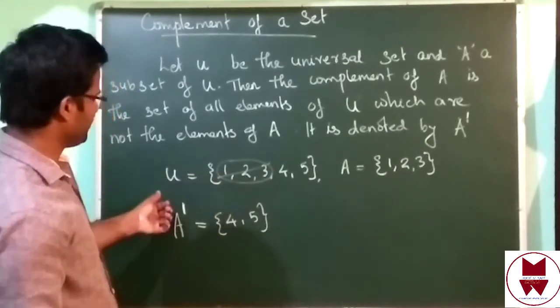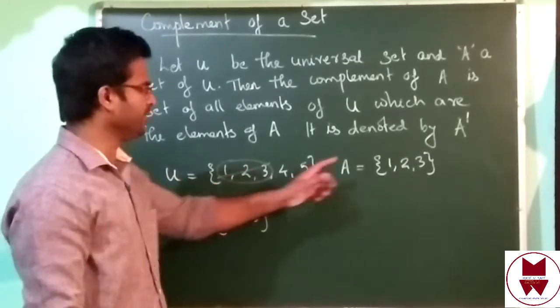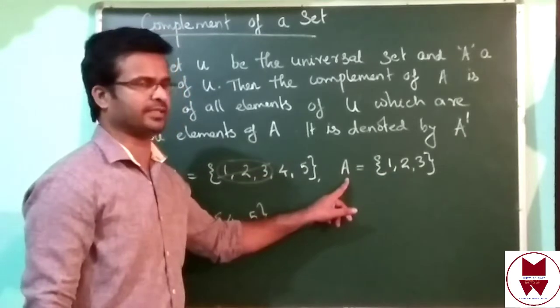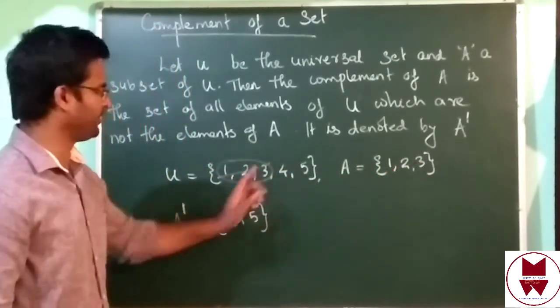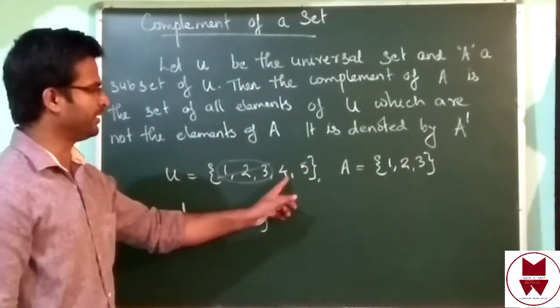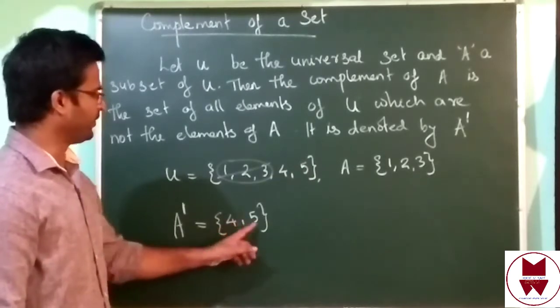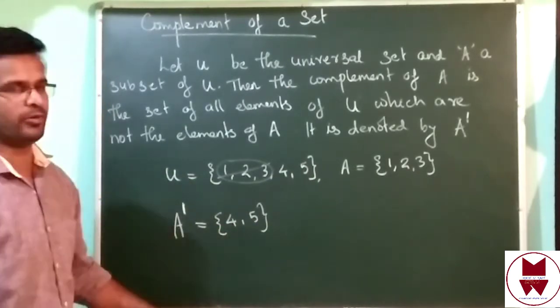Check it. From the universal set, delete the elements of set A, 1, 2, 3. Just cut 1, 2, 3. Then the remaining elements are 4 and 5. This set 4 and 5 is known as A complement.